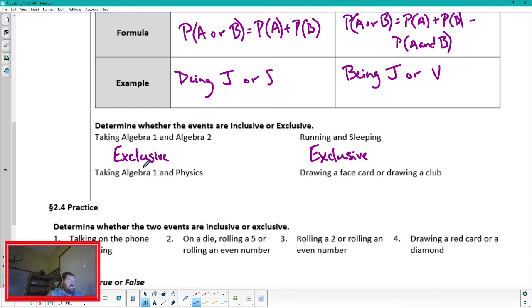Taking Algebra 1 and physics, I would say most freshmen do that, so that would be inclusive. Drawing a face card in a club. Well, there are face cards that are clubs, so that's also inclusive.